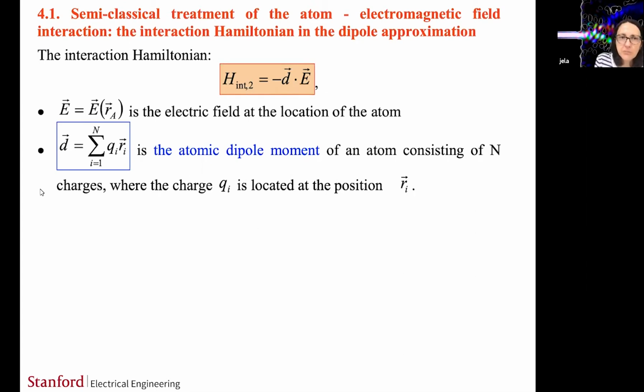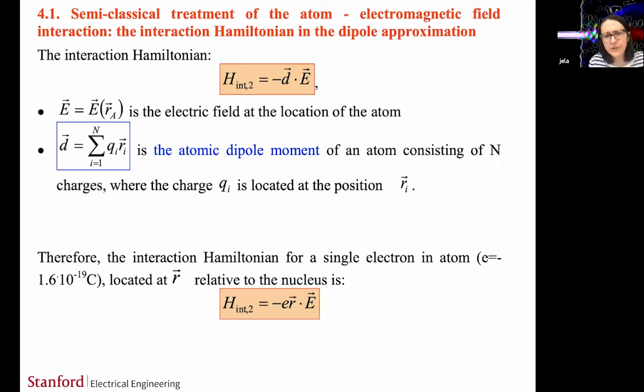And this dipole moment can be calculated for a specific atom by summing up all of the charges inside of the atom multiplied by the position vectors of those charges relative to the nucleus, right? So it's a sum of Qi, Ri for that atom, and E is the classical field. So that's a completely classical treatment.